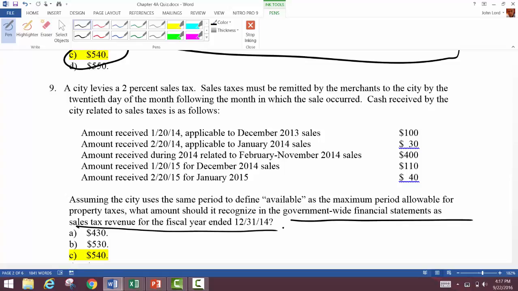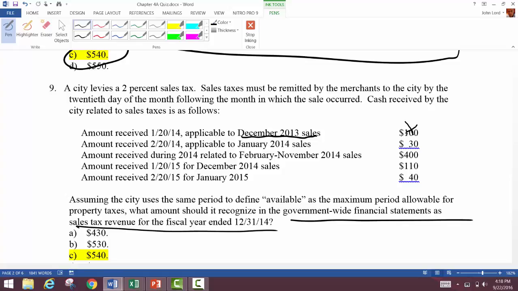Okay, so what happens? We have amount received in 2014 applicable to 2013 sales. Is that 2014 money? Yes. How? On what planet? Oh no. The sales took place in 2013. You're on a planet where you don't have crazy governmental accounting rules. But that is 2013 because the sales took place in 2013. And for full accrual, we don't care about when it's collected, right?